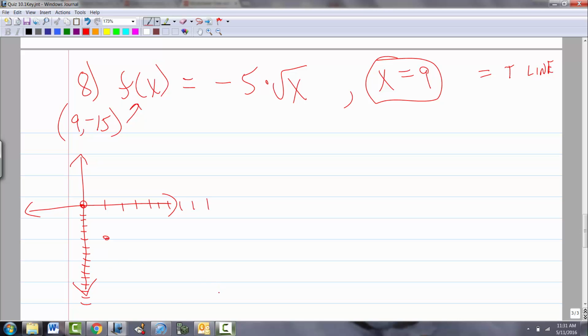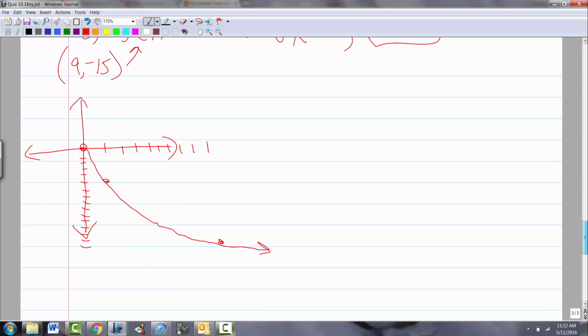I think that's 15, what I counted. All right, so what I'm doing is just trying to get you a picture. Here's the graph, and that's an upside down square root function, classic shape. What you're finding is the equation of the tangent line that shares that point.